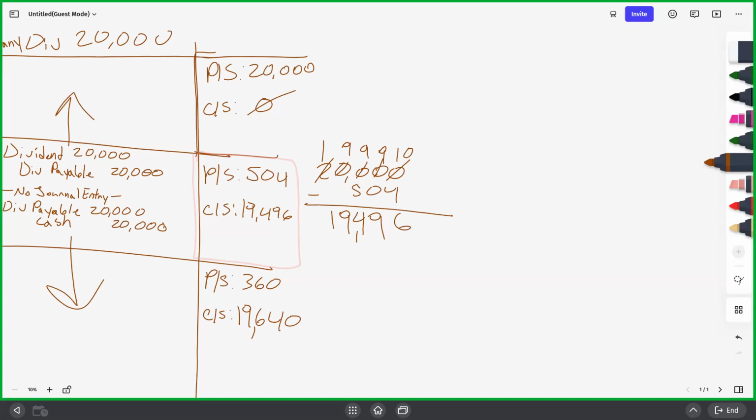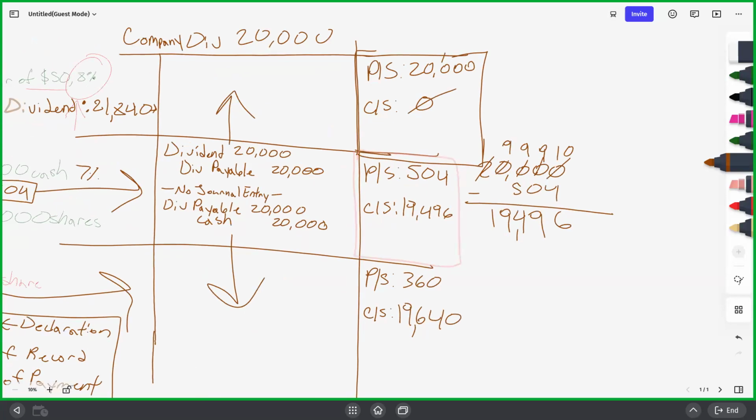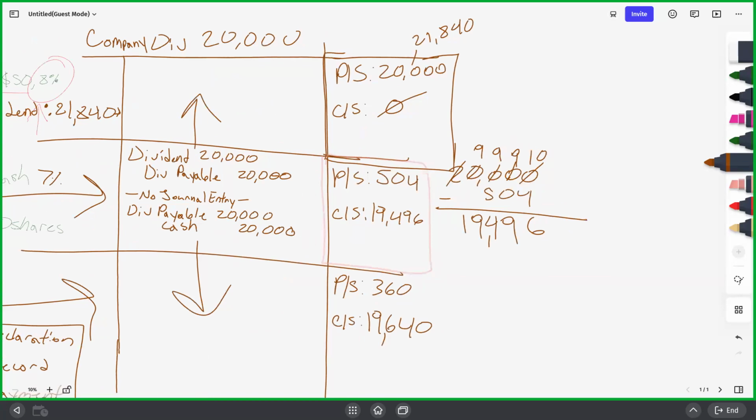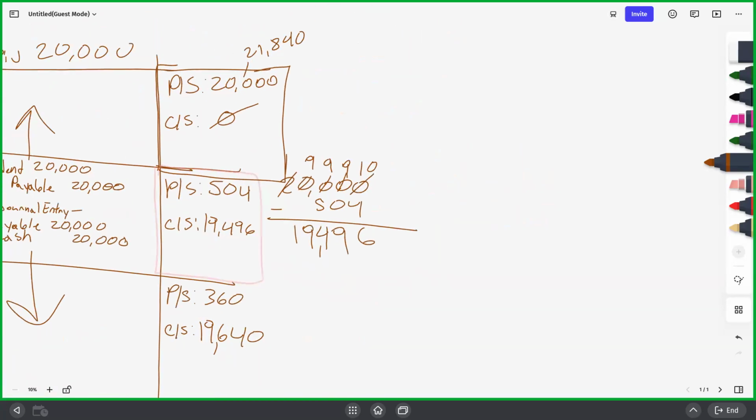All right, so we're gonna specifically look at this problem right here, because this is where we had that issue where our preferred stock was promised 21,840. These are promised 21,840. We are only able to give them a 20,000 dividend. Now, the thing is, depending on if the preferred is cumulative or non-cumulative, things happen next year. So this is year one.